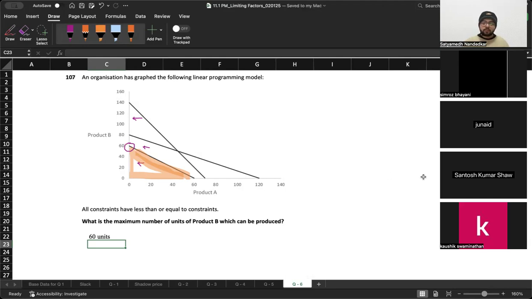Chalo. So with this, we have discussed with additional questions what is shadow price and what is slack.